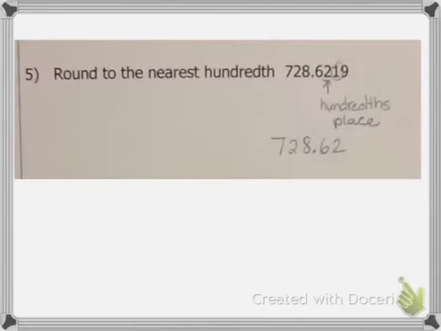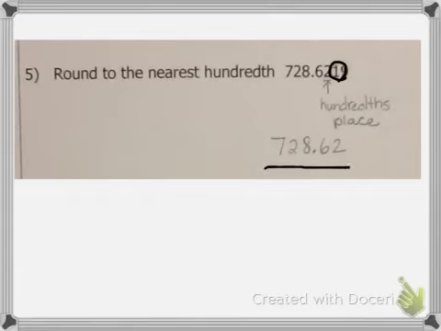And the last question, number 5, round to the nearest hundredth. The 2 is in the hundredths place, so we're going to look at the number just to the right of the hundredths place. That's a 1. If our number is 4 and lower, that means the hundredths place will stay as it is. If it's 5 and higher, the hundredths place will bump up 1. Since 1 is 4 and lower, that means the 2 is going to stay as is, so we end up with 728 and 62 hundredths.